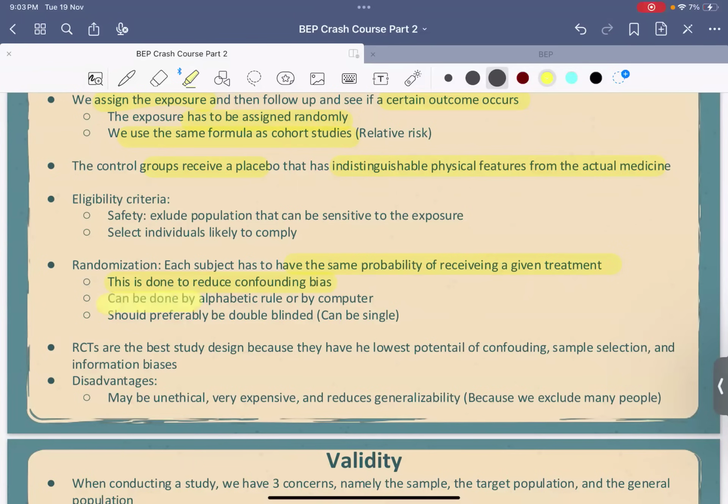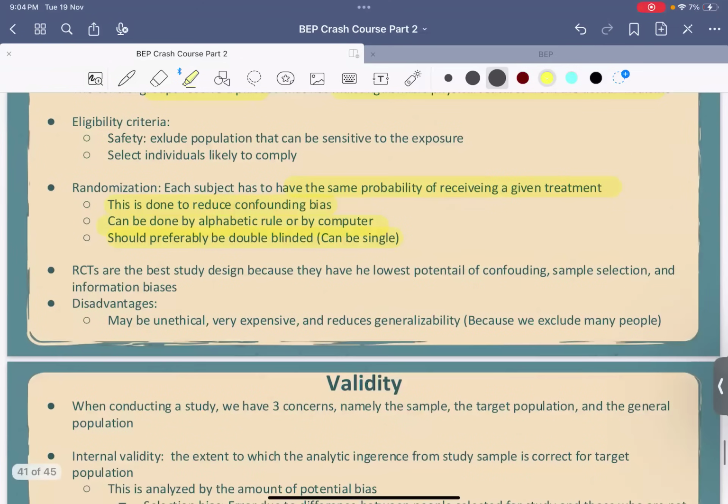It can be done by alphabetic rule or by computer, the randomization, and should preferably be double blinded. Sometimes it can be single blinded, where only the patient doesn't know. As a researcher, I know who's getting the placebo and who's getting the treatment, but the patient doesn't know, and that's a weaker study. It's preferable to be double blind.